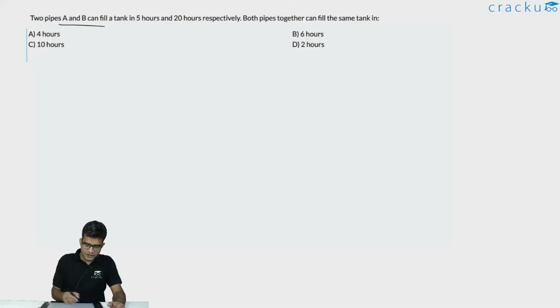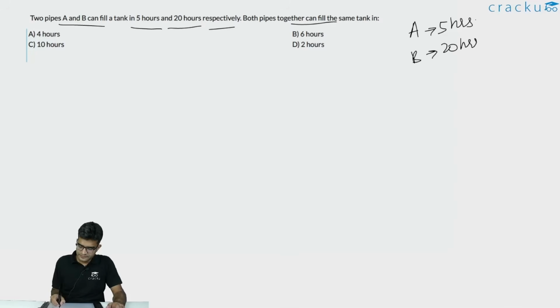In this question, we are told that there are 2 pipes A and B and they fill a tank in 5 hours and 20 hours respectively. Both the pipes together can fill the same tank in how much time? Pipe A takes 5 hours and pipe B takes 20 hours. Let us assume that the total volume of the tank is equal to 100 liters.